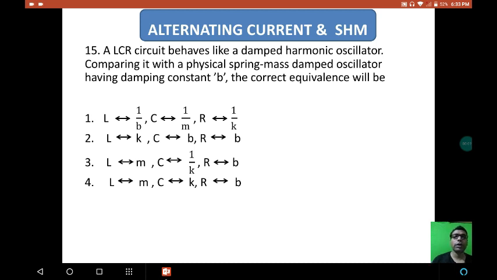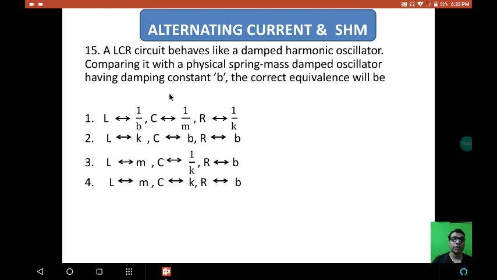So one more question on alternating current that is combined with SHM. This problem has been combined with oscillation. What is the problem? The LCR circuit behaves like a damped harmonic oscillator. Comparing it with the physical spring mass damped oscillator having damping constant b, what will be the correct equivalence? That means we have to find the correct equivalence for the LCR in terms of the mass and the respective parameters. So there are two different cases, in which one is an LCR and another is a mass spring case.